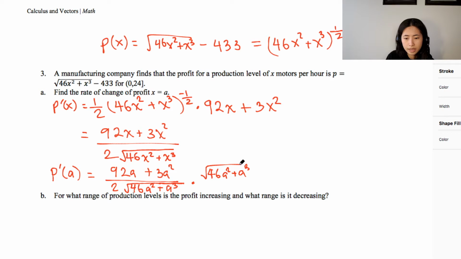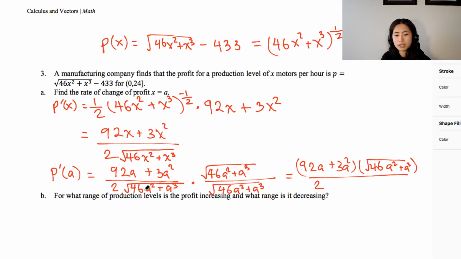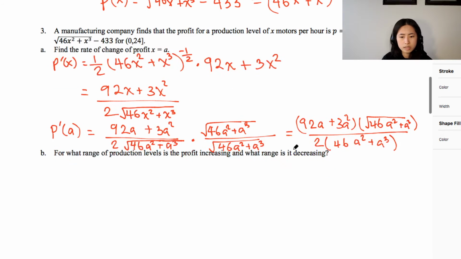So this is over the square root of 46a squared plus a cubed, right? Sometimes you can stop here if that's all they're looking for. But if you want to simplify this, then you would have 92a plus 3a squared, multiplied by the square root of 46a squared plus a cubed, over 2 times, because you're multiplying the radical by itself, you're going to get rid of that radical. So you would have 46a squared plus a cubed. And that's it. Okay, great.